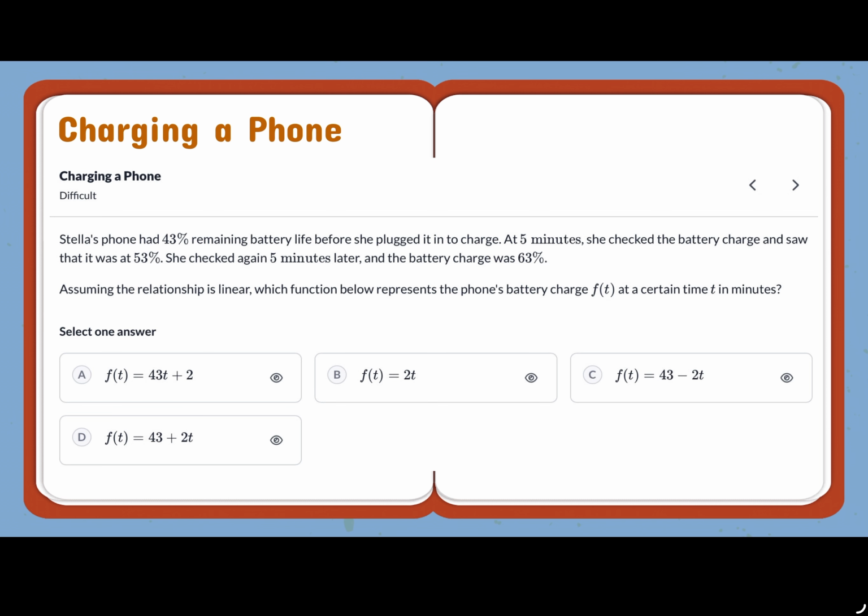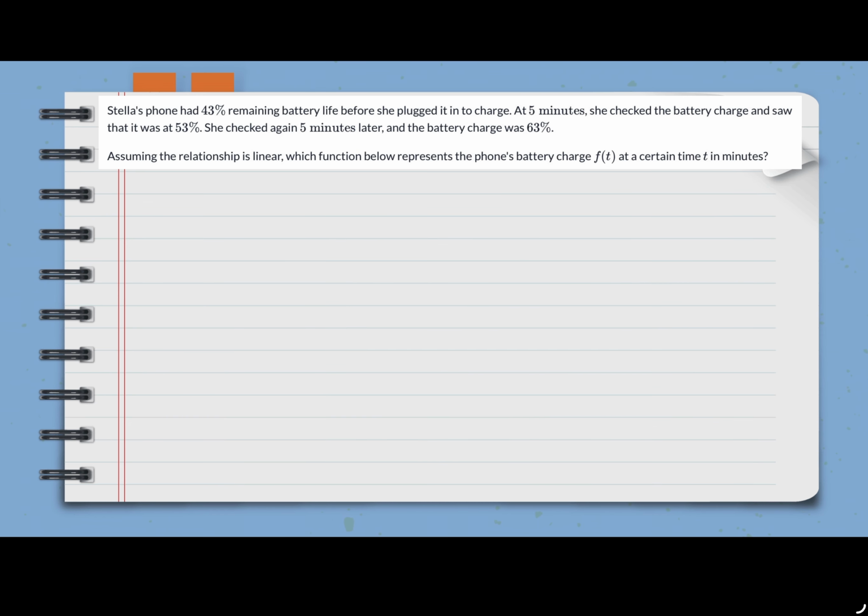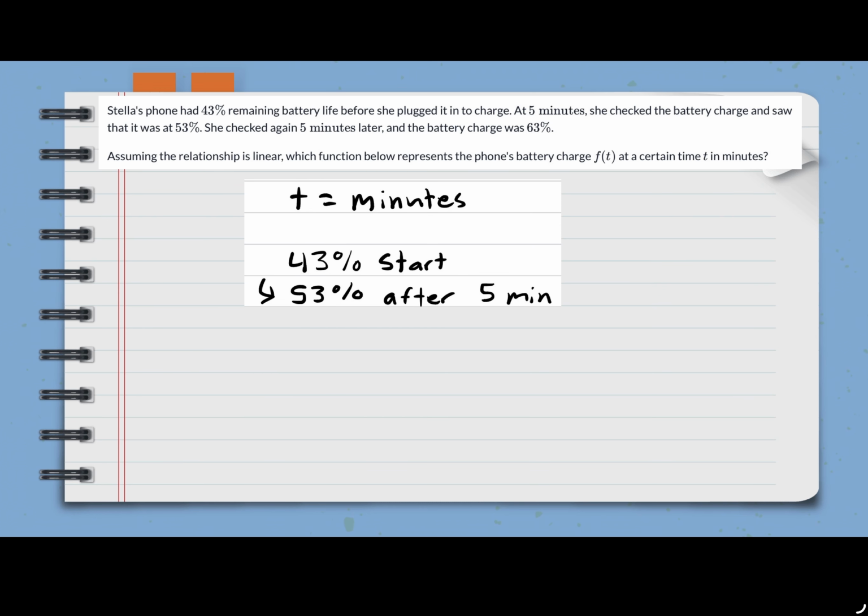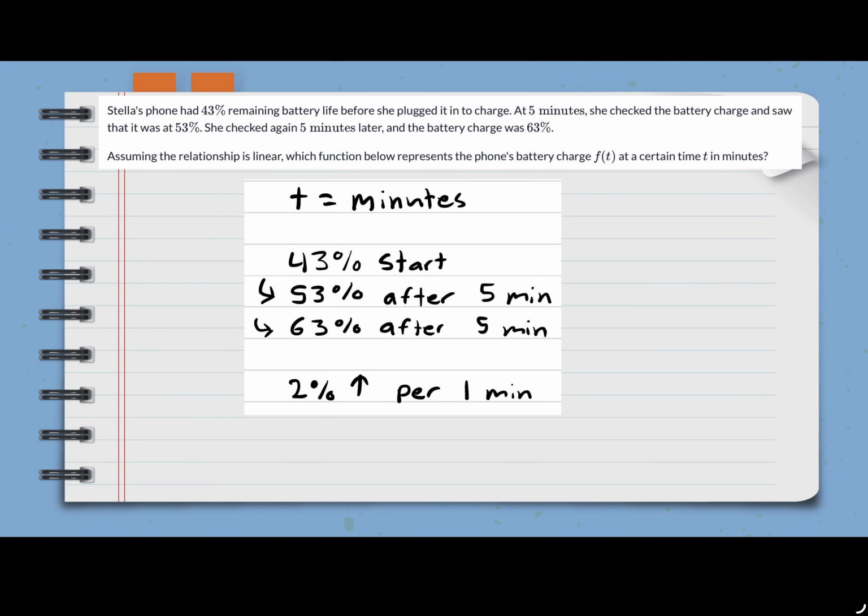So this might be a little bit confusing at first, but we just have to look at what we're given. We're looking for t in minutes. We started with 43%, and after 5 minutes, we had a 10% increase. And after 5 more minutes, again, we had a 10% increase. So we have a linear function here that increases 2% every 1 minute, meaning it has a slope of 2. And considering we started at 43%, f of t equals 43 plus 2t.